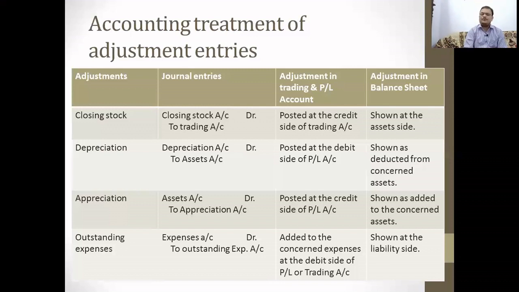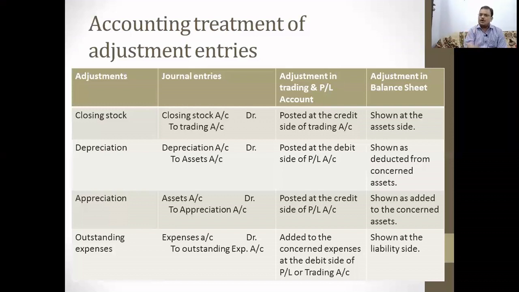So how do you show that particular depreciation? You have to charge 10% of machinery. Likewise, the price of machinery is 5,000. You have to charge 10% depreciation for the financial year. So 10% of 5,000 is 500.